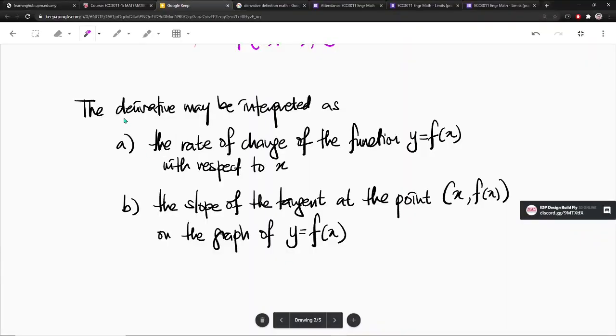The derivative, what we're going to learn, you can think of in two ways. You can think of it as the rate of change of a function with respect to x, the rate of change of this with respect to this. Or you can think of it as the slope of the tangent. Both definitions will be used in engineering, whether you want to find the slope of a tangent or your rate of change. So that's the definition.